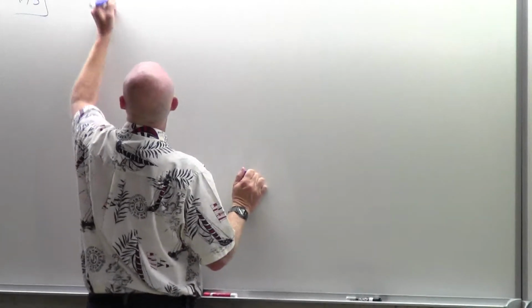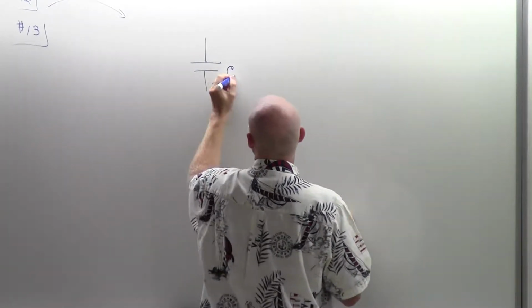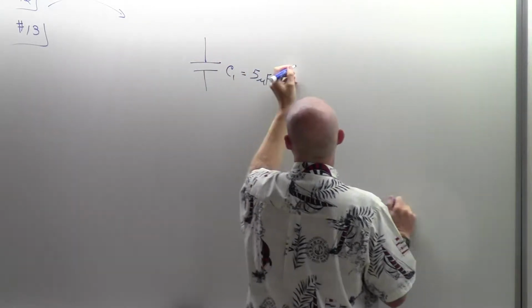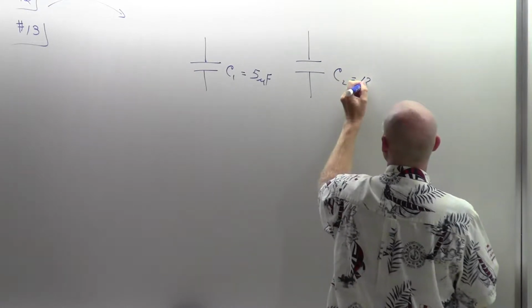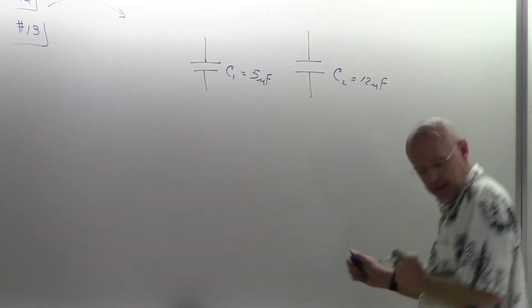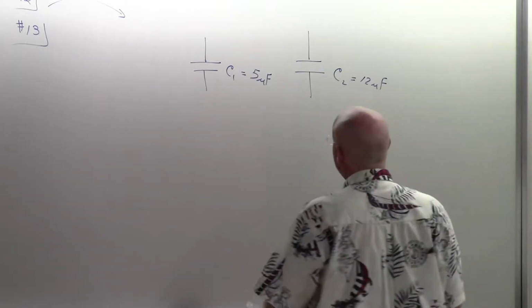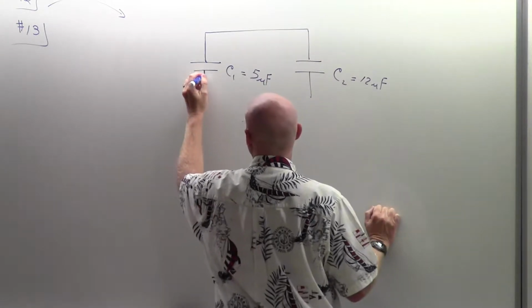Looking then at number 12, they have two capacitors. I'll call it C1, which is 5 microfarad, and another capacitor, which I will call C2, which is 12 microfarad. Let me just confirm those numbers, 5 and 12. They say hook them in parallel. All right, well, let me pause right there.